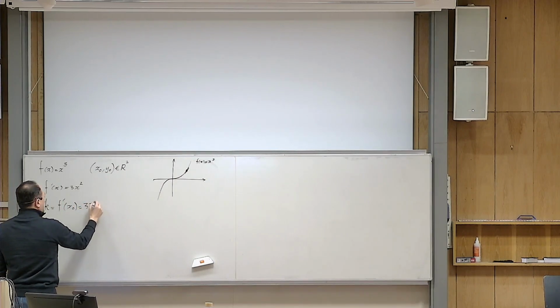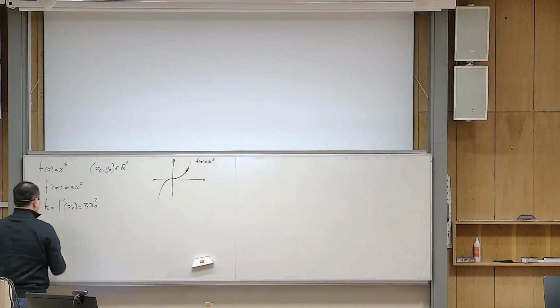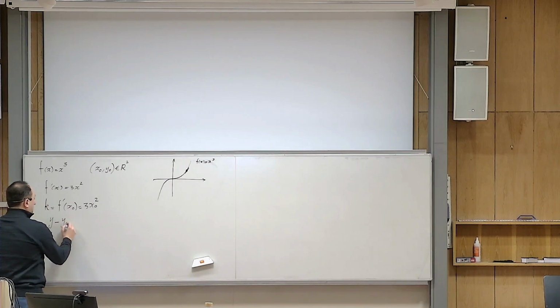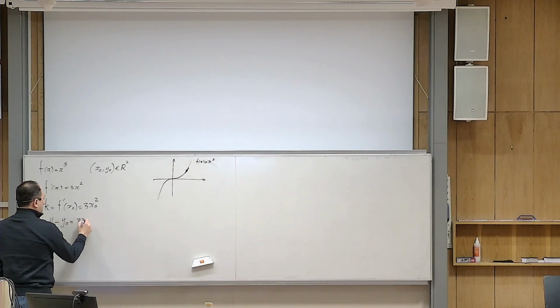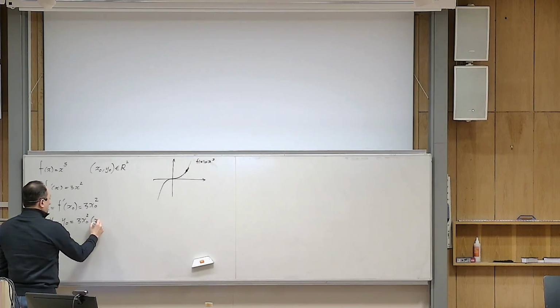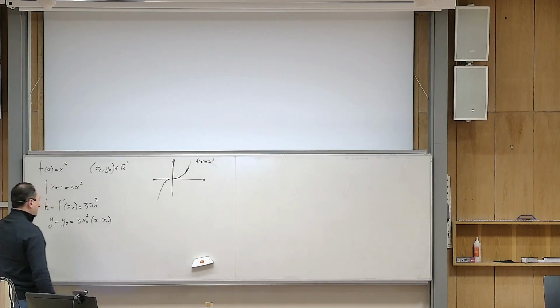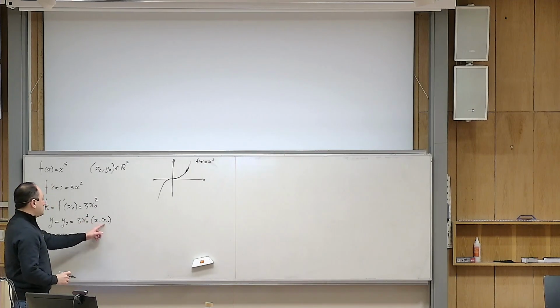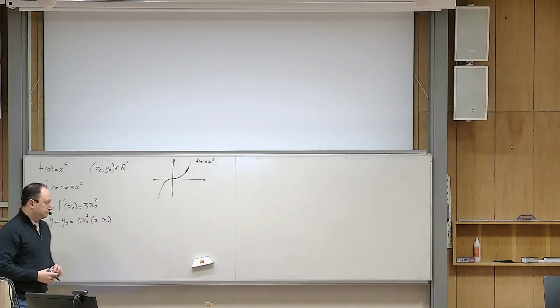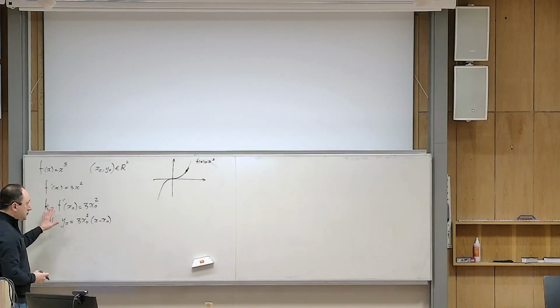And then of course this becomes 3x node squared. And if I ask you to write the equation, you would say that y minus y node equals the k value, 3x node squared, times x minus x node. Here, x node and y node are given, so this is the equation of the line. That's guaranteed if the point is here.